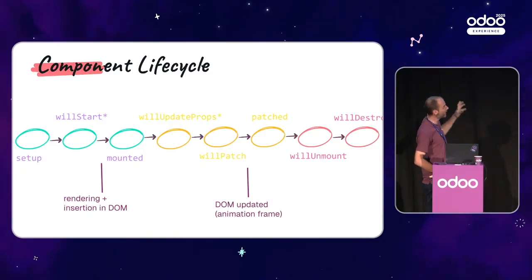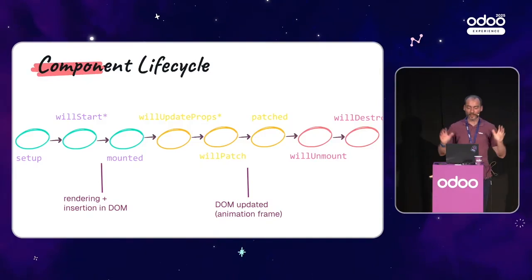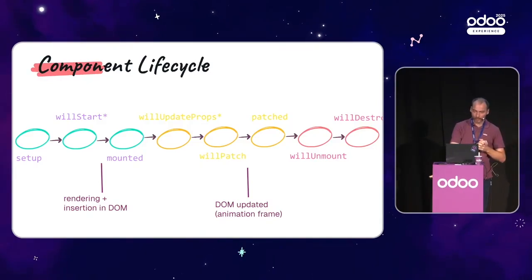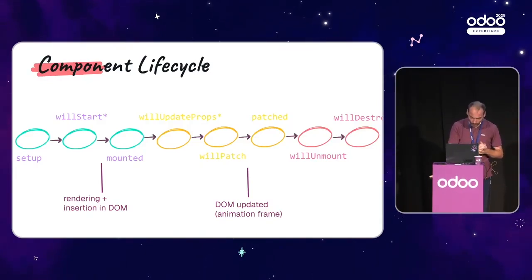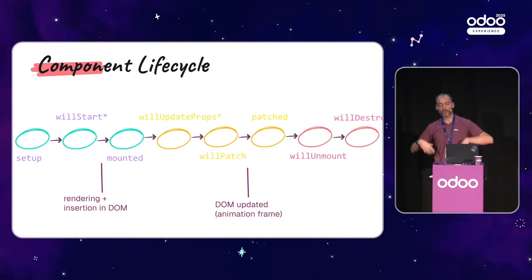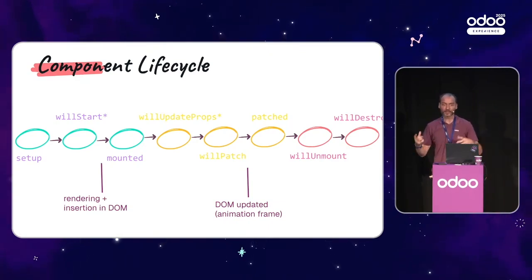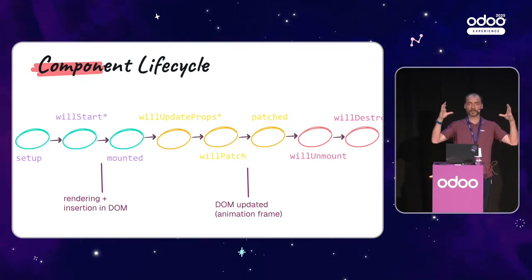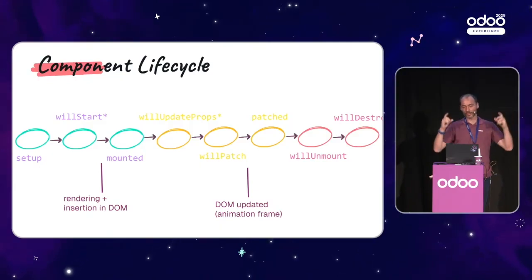I don't have much time, so I will not go through all of them in detail. But basically, you have three main phases. You have the mounting phase, that blue, purple phase, this one. This is the phase in which your component is mounted. Then you have the phase in which your component is visible on the screen. That's the yellow phase.